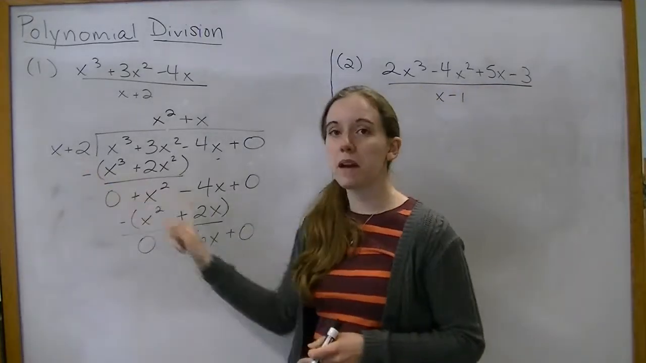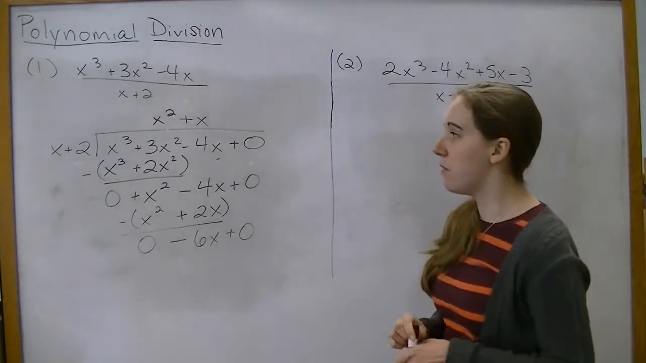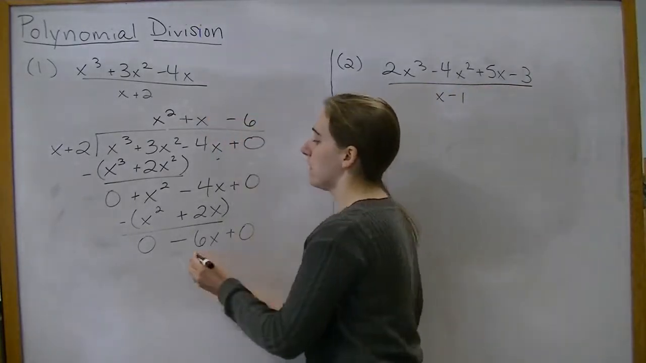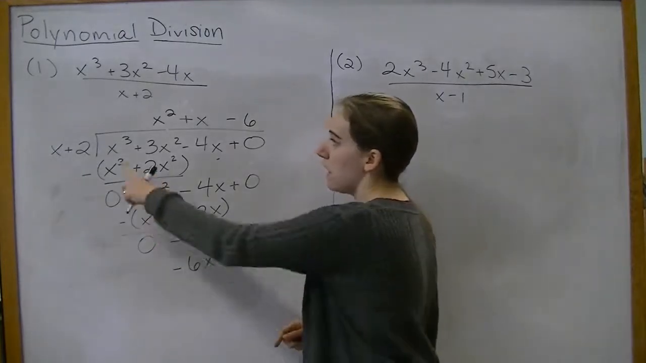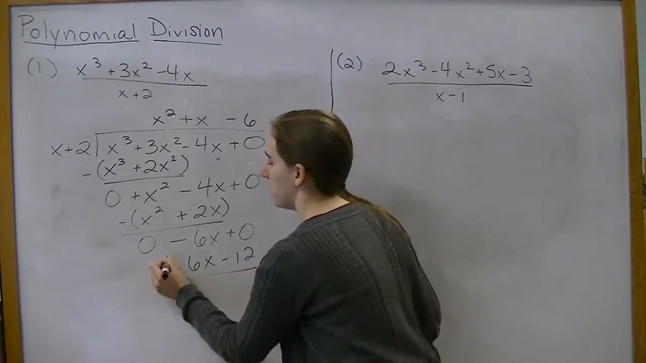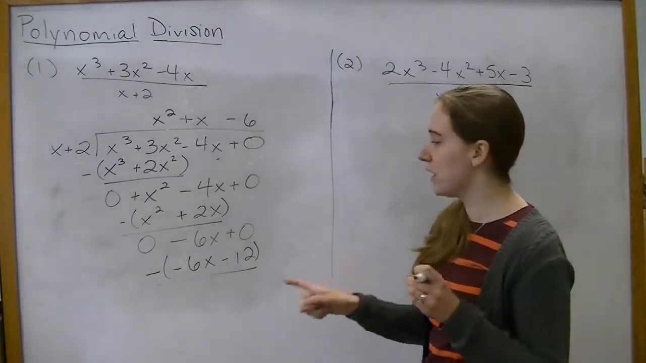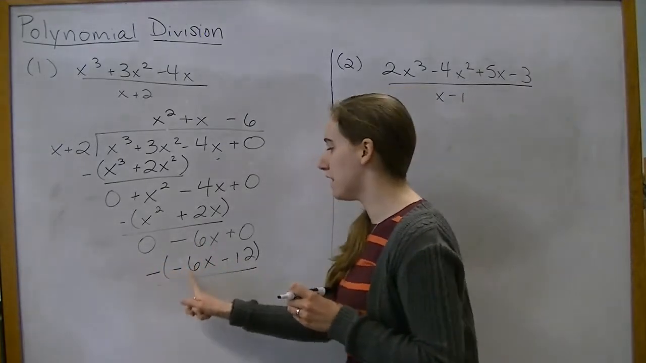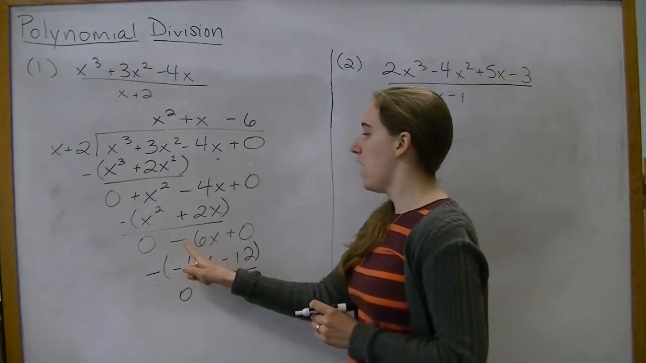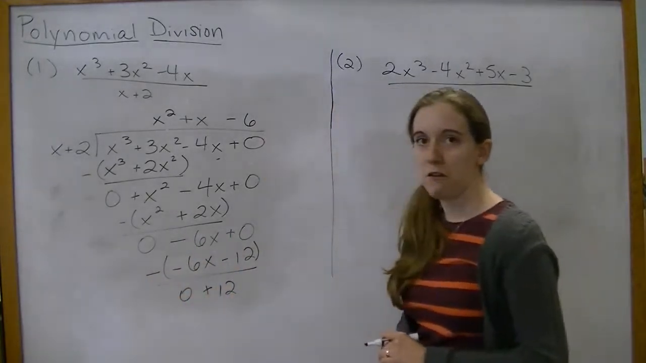But I have one more step I can do because my remainder does not have a higher or a lower degree than my divisor does yet. So I can multiply the x by negative 6 to get a negative 6x here. Then I need to multiply the 2 by negative 6x also. I'll get a negative 12. And I subtract off that whole thing. This is where a subtraction gets really tricky. So negative x minus negative x is 0. Minus 6x minus negative 6x. And then I have 0 minus negative 12, which will give me a plus 12.